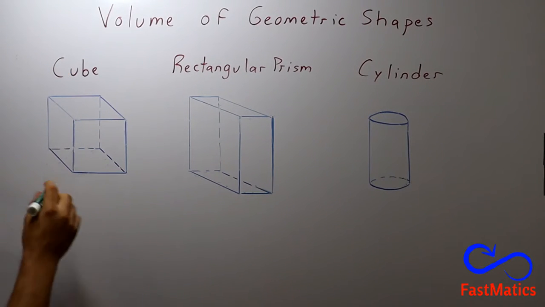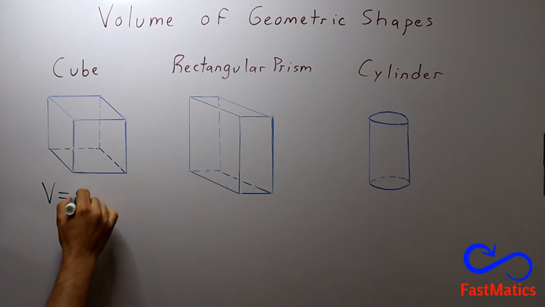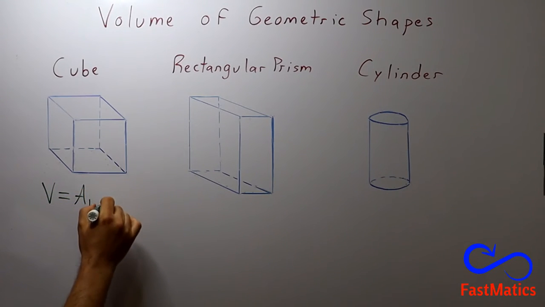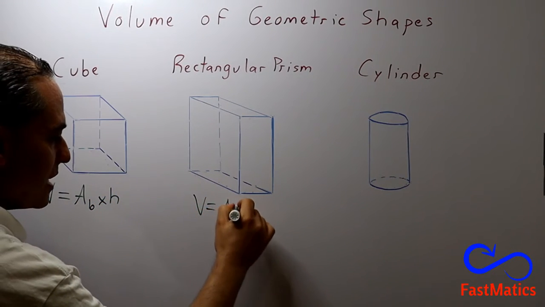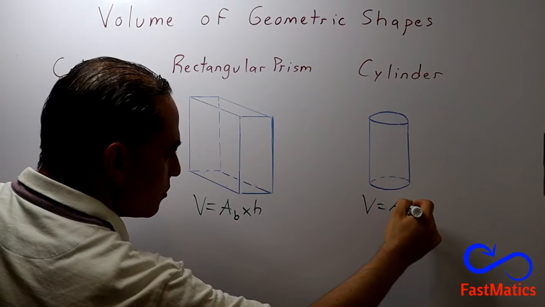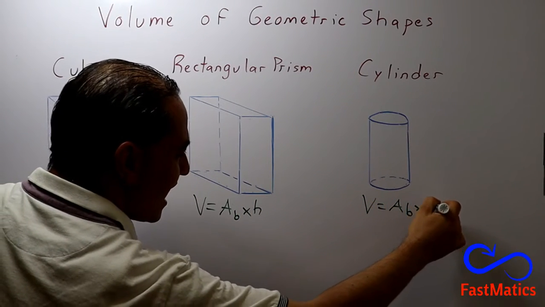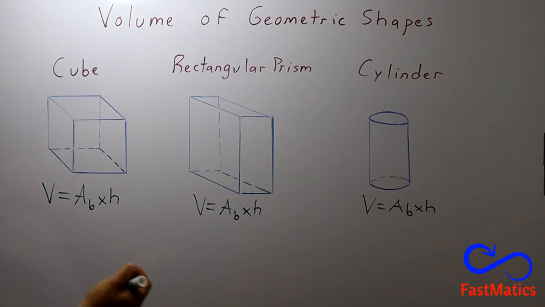Then the formula is volume equals area of the base times height. Area of the base times height. Very simple to memorize it.